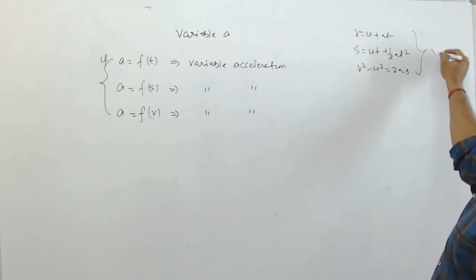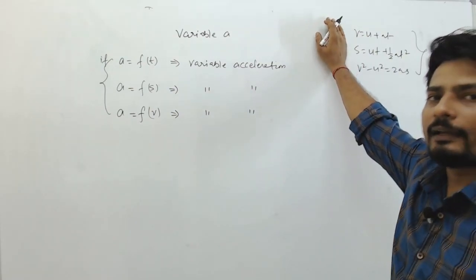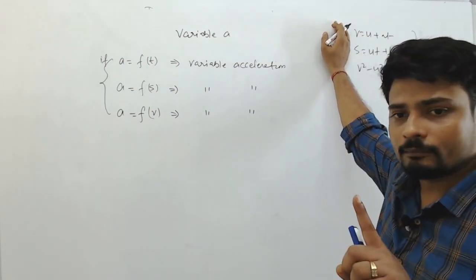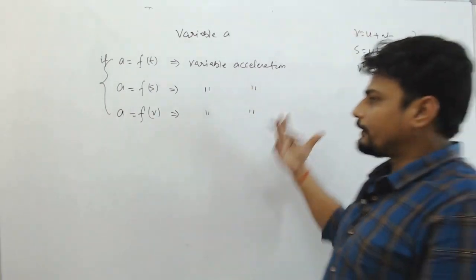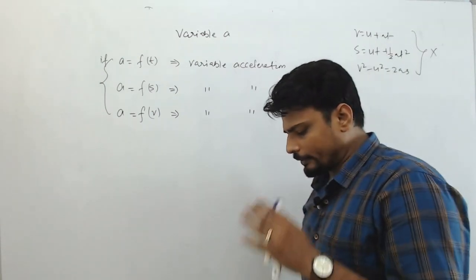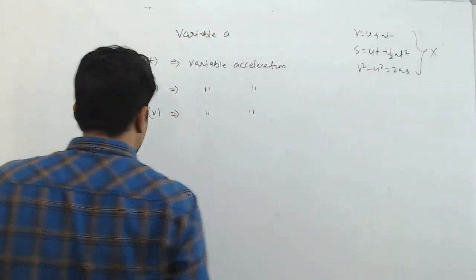ये सारे यहाँ पे valid नहीं होंगे. These will not be valid over here in the case of variable acceleration. Then what will be valid? Of course, if these are not valid, we need to know what's going to be the valid one. तो इसमें only 2 things would be valid, which you have to use.